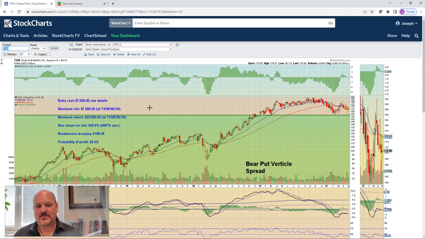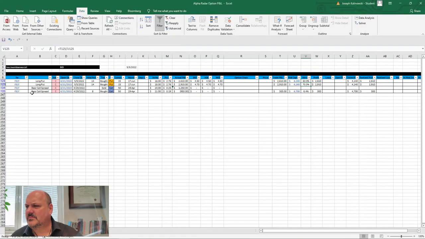Texas Instruments, I put the bear put vertical on this. Not really working out too well. This is the weekly chart. You can see it had an okay week. It's down today, but I closed them out. They were getting a little long in the tooth.